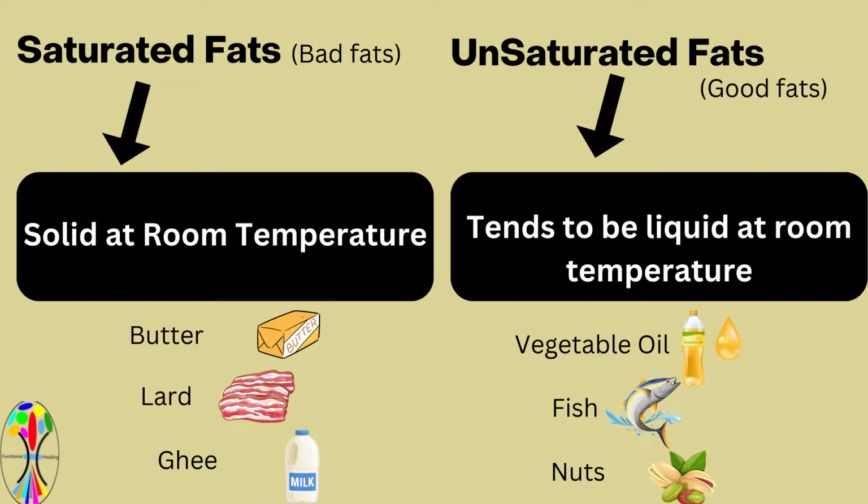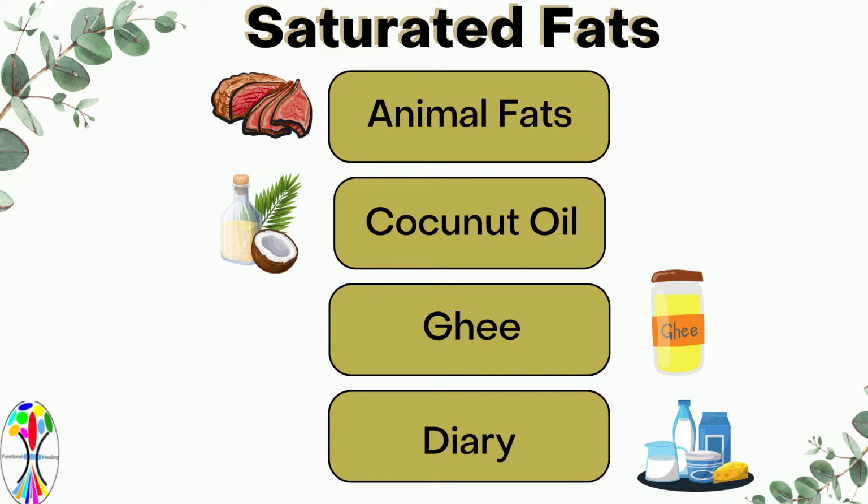Now we will talk more about the different forms of saturated fats and which ones are good and which ones are not necessarily good. If we look at saturated fats, the saturated fats that come from animal sources, such as animal fats and dairy products, are forms of saturated fats that are inflammatory in nature. So it is very important to limit their consumption. An exception to that rule is ghee.